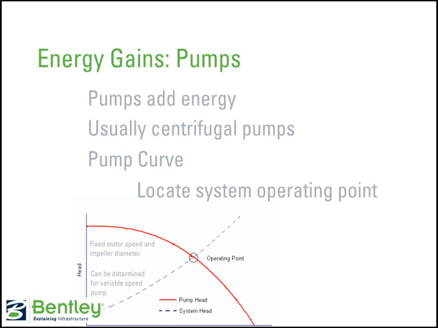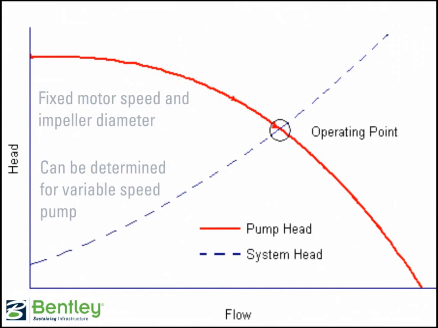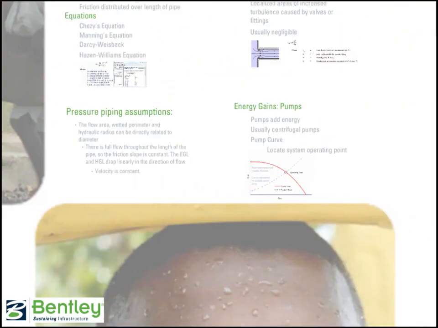To determine how the pump will be operating in your system, you'll need both a pump curve and a system curve that describes the lift and losses in the system. When the curves are superimposed, the system operating point can be located. A centrifugal pump's characteristic curve is for a fixed motor speed and impeller diameter. However, if you do have a variable speed pump, it can be determined for any speed or diameter.